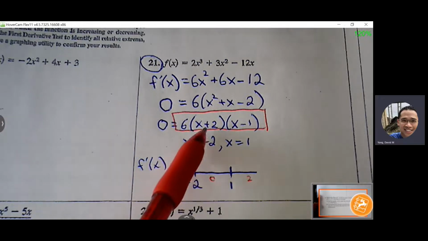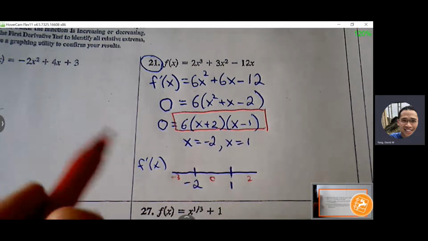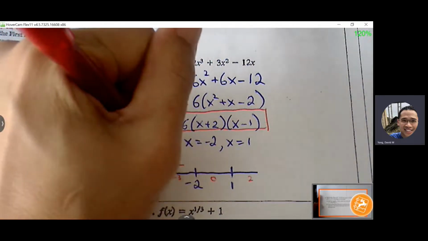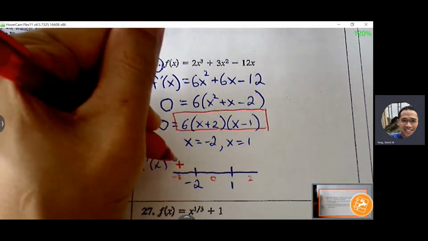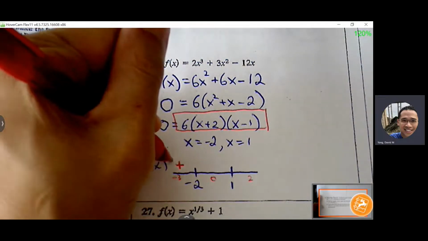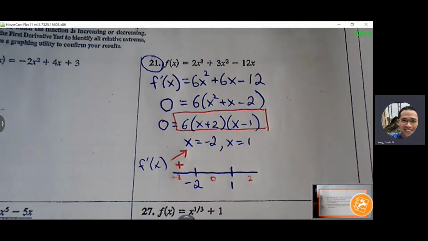So just -3 for x, that's negative. -3 and for x, so negative times negative is positive. So I'll put a positive. And I like to use arrows to indicate how the graph is moving. So in this interval, the graph is going to be rising. So it kind of gives me a picture as to how the graph is moving in that interval.